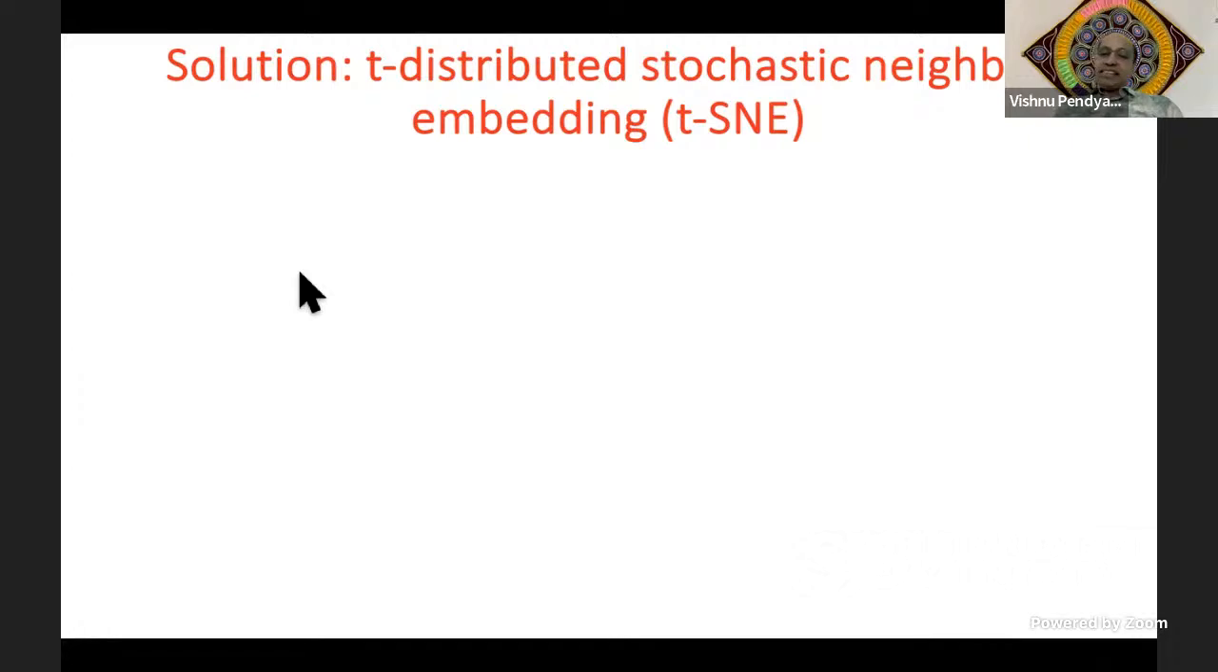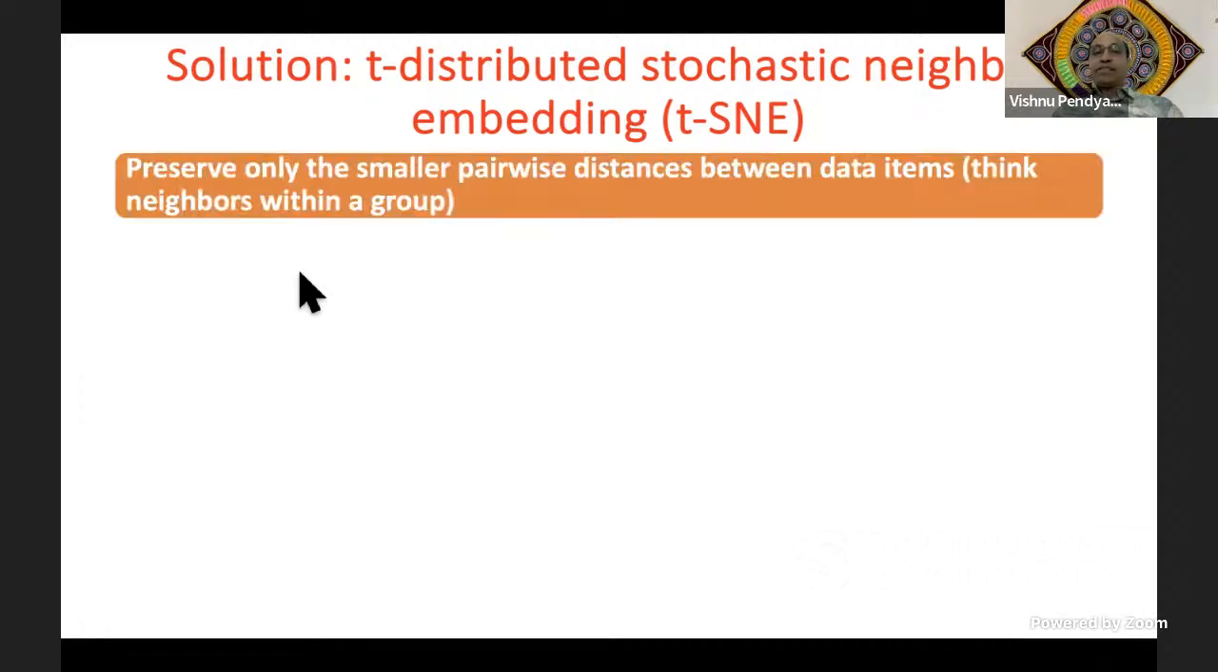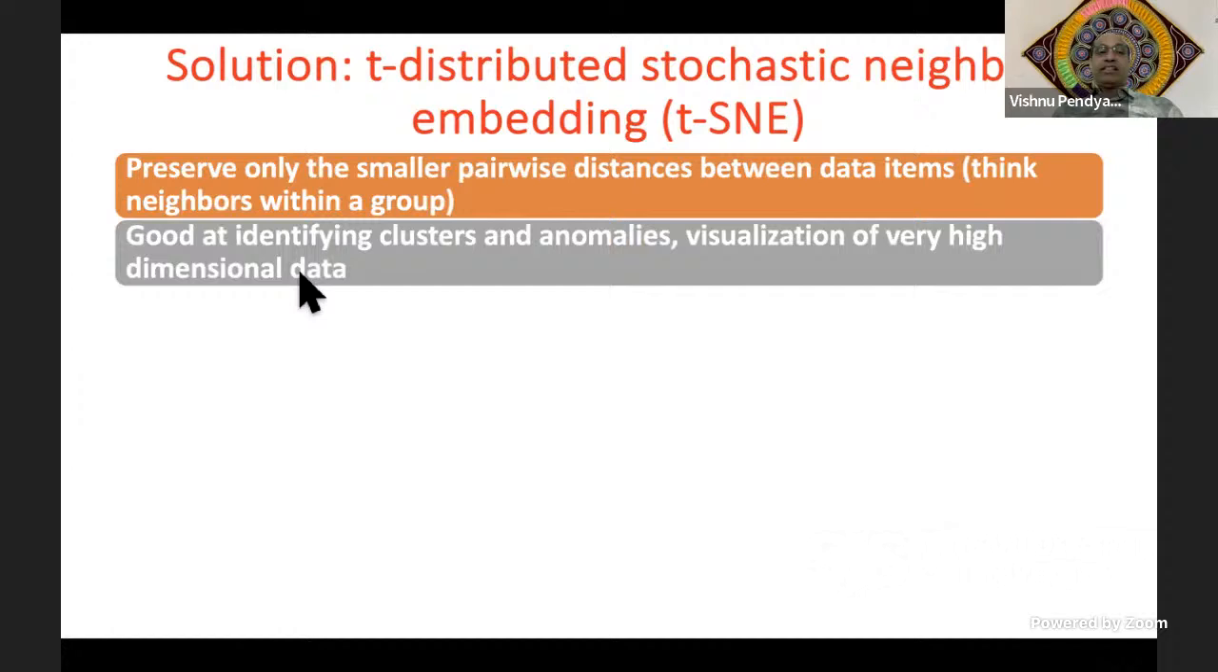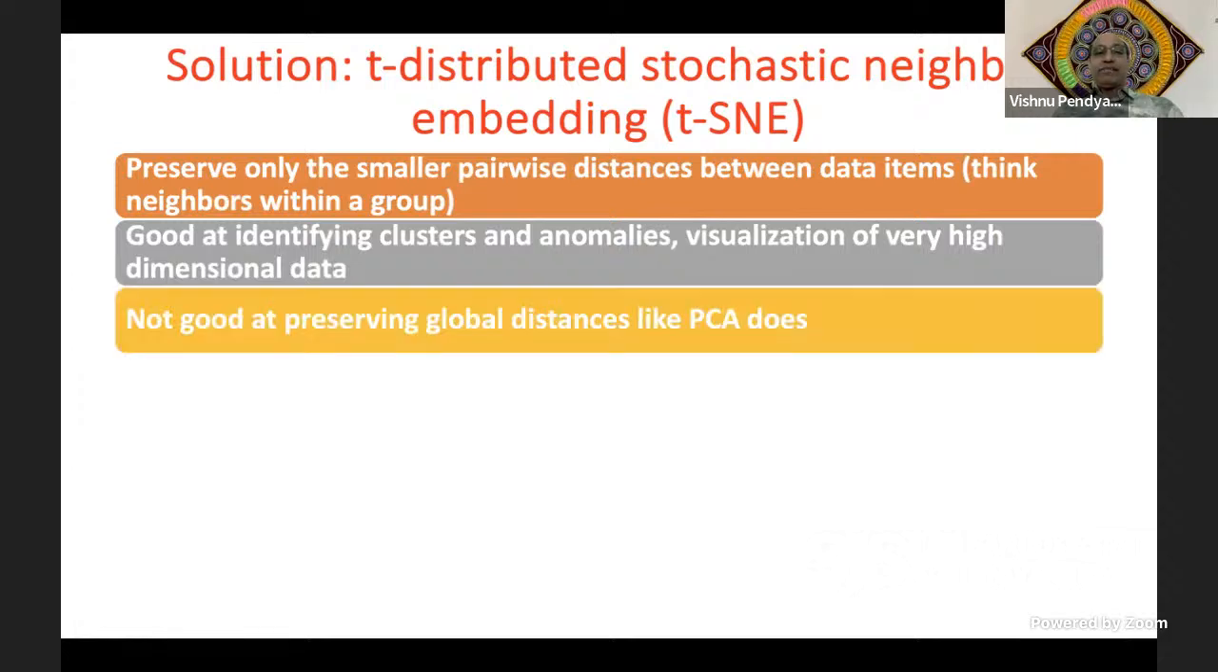A result of this is that the t-SNE algorithm does not preserve global structure very well. So the distance between San Jose and Hyderabad is not preserved so much. It preserves only the smaller pairwise distances between the data items. We can think of them like neighbors within a group. All the places within Hyderabad or San Jose are neighbors, right? So only those distances are preserved, not the long distance. So it is very good at identifying clusters and anomalies because of this, and the visualization of high dimensional data can be facilitated better.